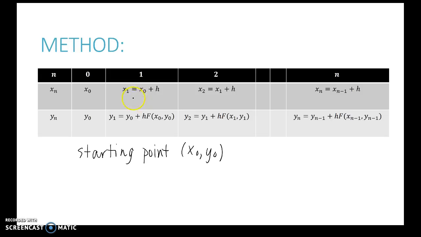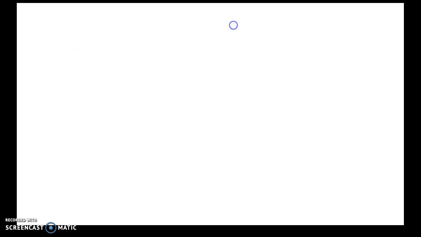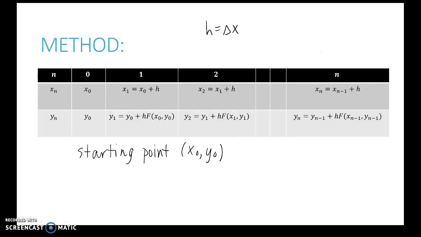Your x values are very simple. Okay, the x coordinates of your approximations, we just take the previous value and add that h to it. Remember, h is how far we're moving to approximate. So the x coordinate, very simple to do. It's the y coordinate that you could get a little bit lost.